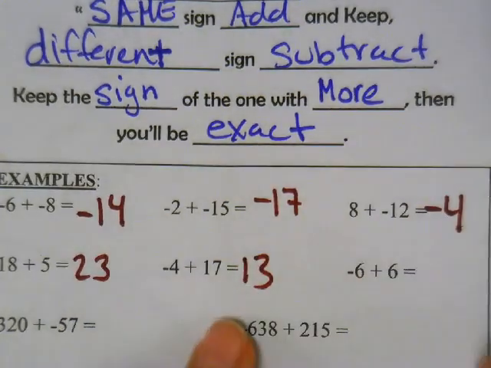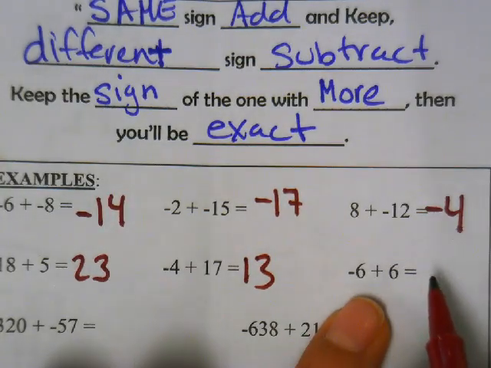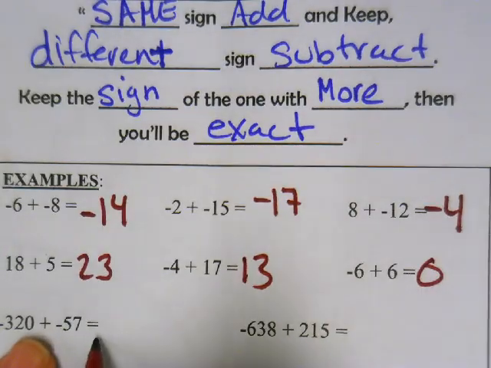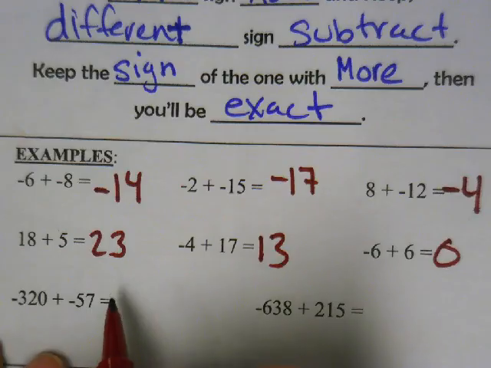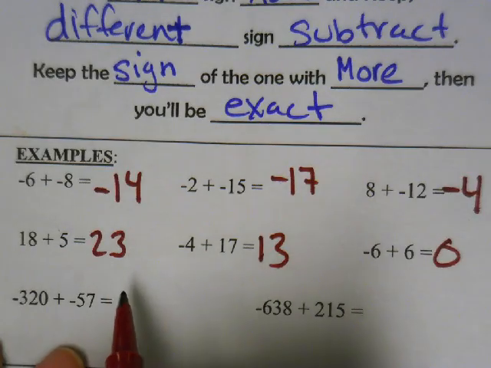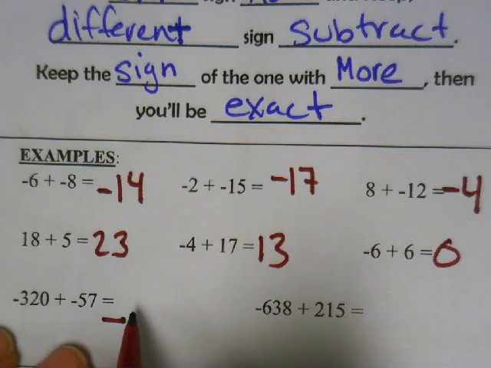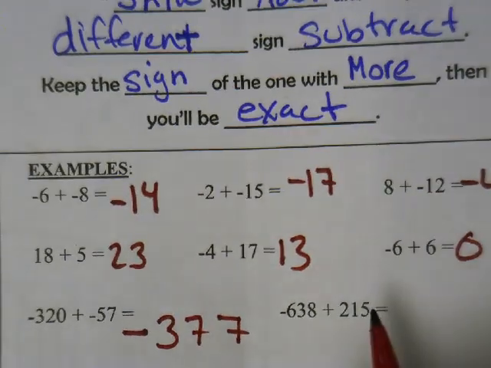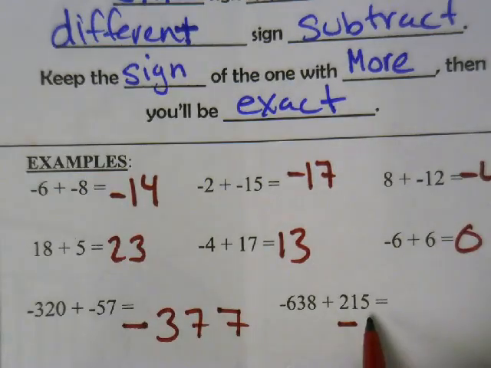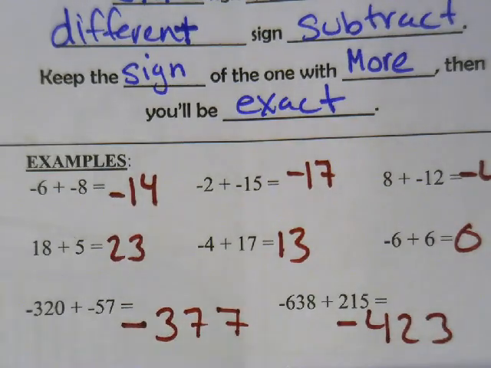All right, Laura, what's negative 6 plus 6? 0. Jaden, give me this one. I thought you said there's no big numbers. Rolando? Negative 177. Okay, the last one. Negative what?